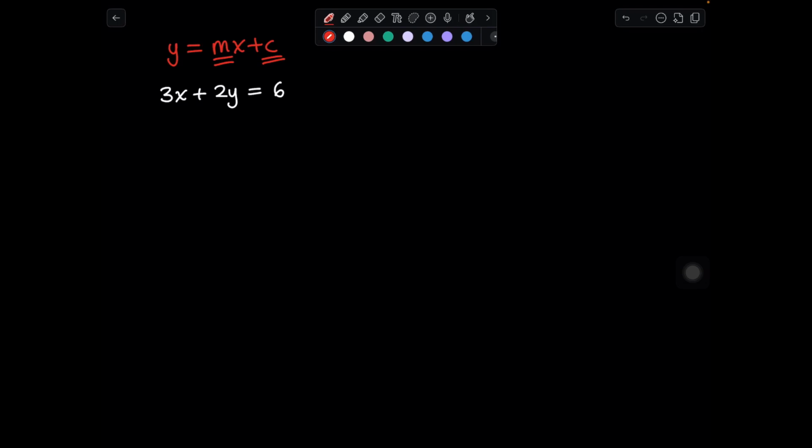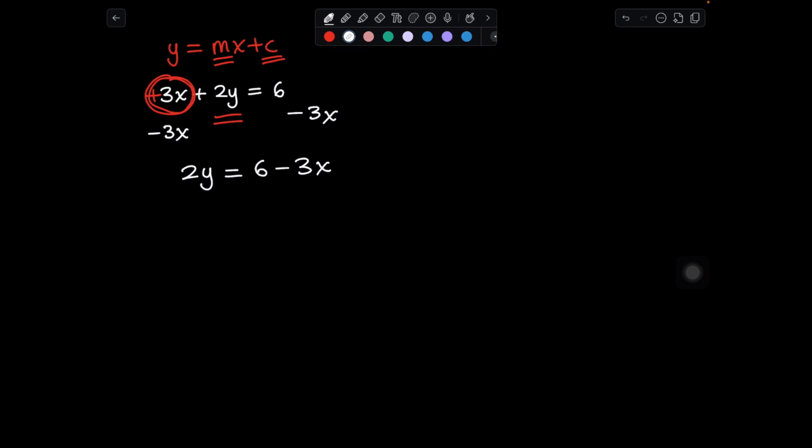So first, we just need to locate where the y is and understand that we need to move this 3x to the other side. The way you move it to the other side is just by doing the opposite of what this 3x is doing on this side. On this side, it's a positive 3x, so the opposite of that is a negative 3x. So we take away this 3x from here, and we take it away from this side as well. And when you do that, you can see how you get 2y is equal to 6 minus 3x.